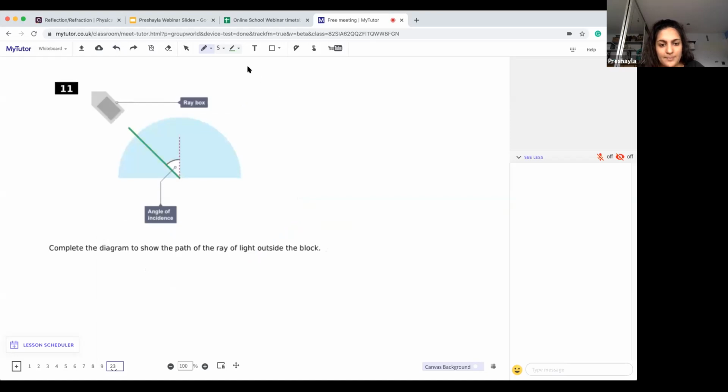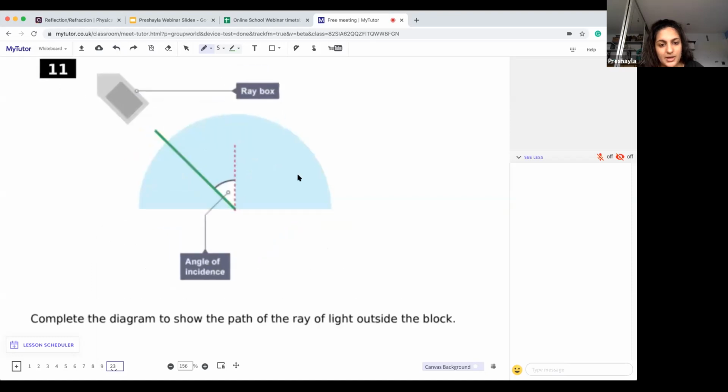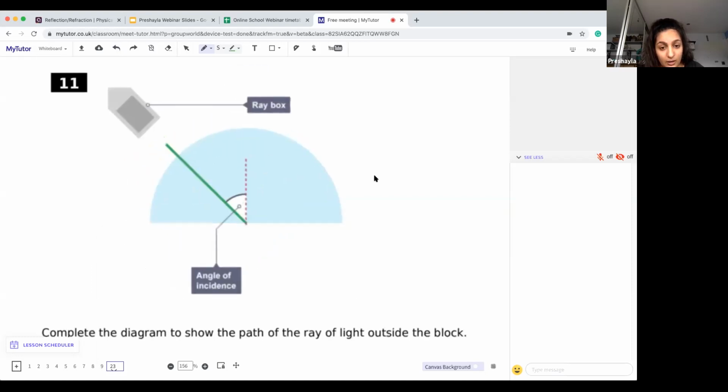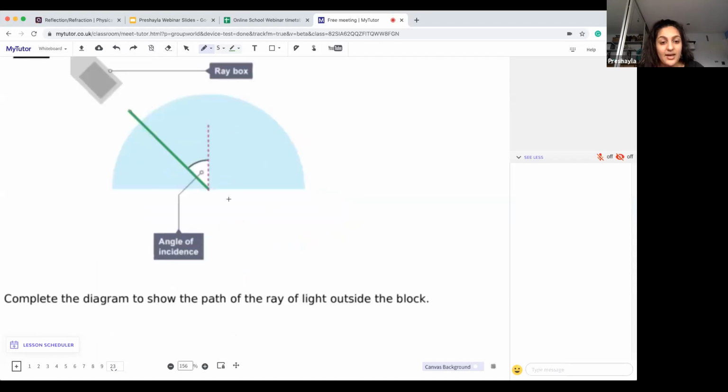Complete the diagram to show the path of ray of light outside the block. So this one is showing it outside of the block. What BBC Bitesize have done, which is where I've taken this question from, is a bit wrong because this bit would have been refracted as well, but we'll ignore that for now. So we've got the glass block going to air, glass to air, more dense to less dense, gets faster, so it bends away from the normal, and we're going to have it going around here.